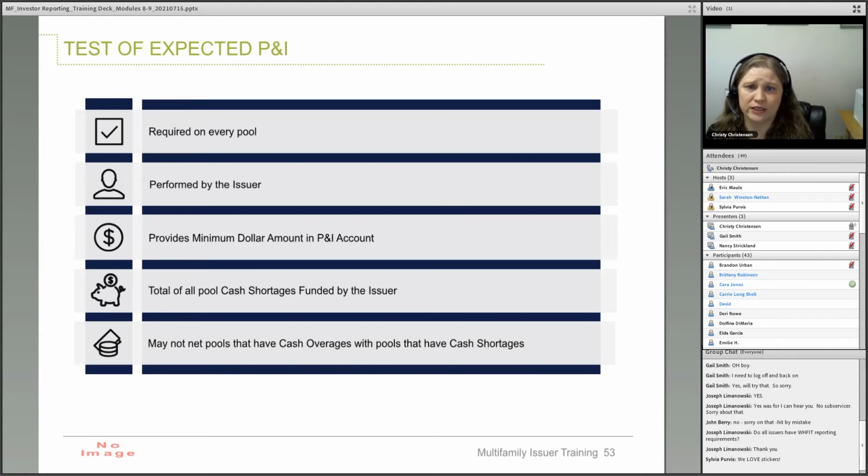A best practice would be to fund your P&I account for any positive differences in one transaction and retain the pool level documentation for audit purposes. Then withdraw funds from your P&I account for any negative differences in one transaction and retain the pool level documentation for audit purposes. Also, the test of expected calculation is only accurate when the pool to security recon is 0.